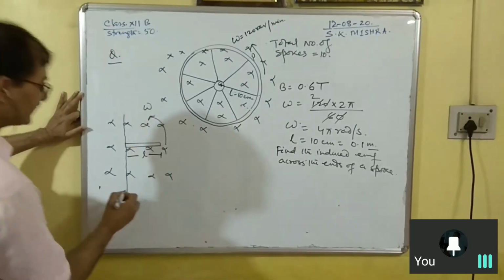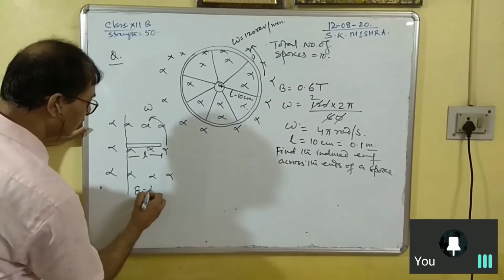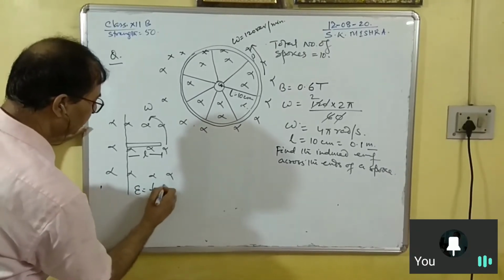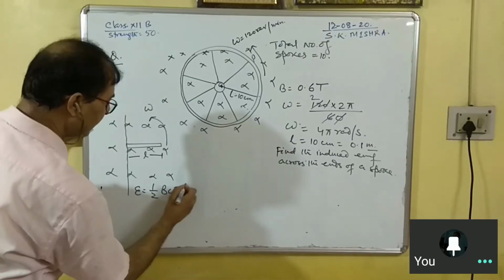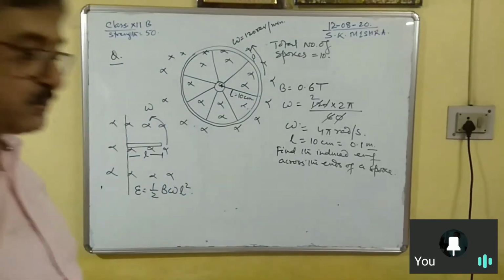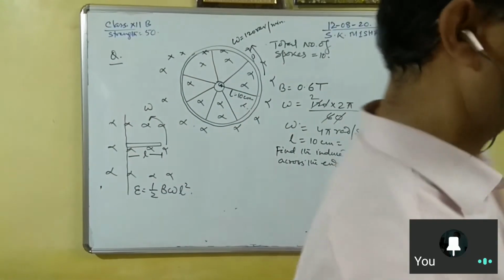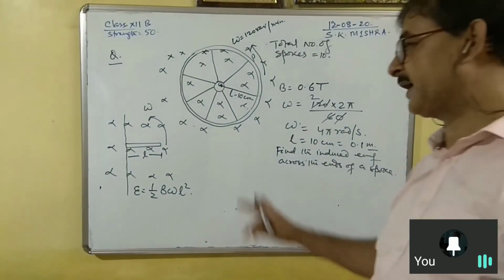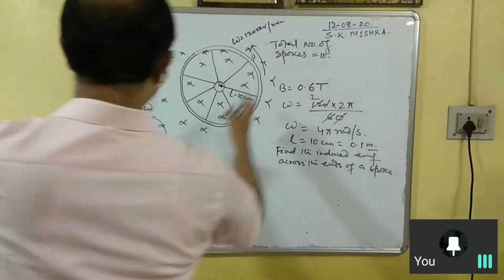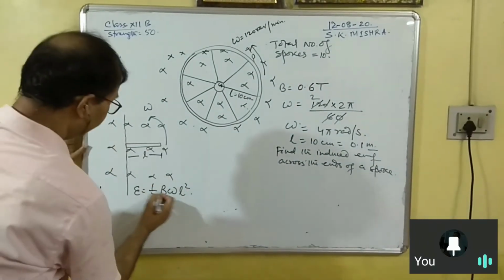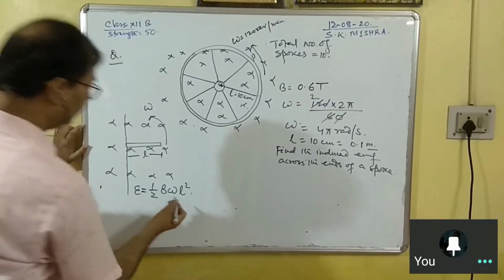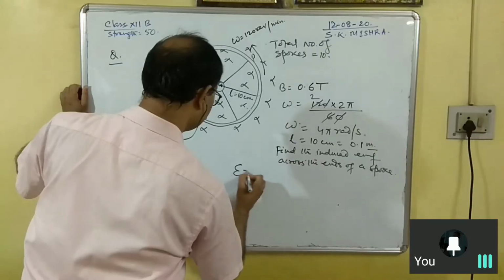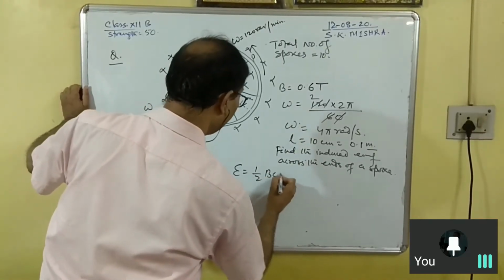Then what was the expression for induced EMF? E is equal to, remember, half, 1 by 2 B omega L square. Am I right? Half B omega L square. You can verify it from your notes. In the last lecture we have discussed that the induced EMF between these 2 points is equal to half B omega L square. So using this formula only, E is equal to half B omega L square.